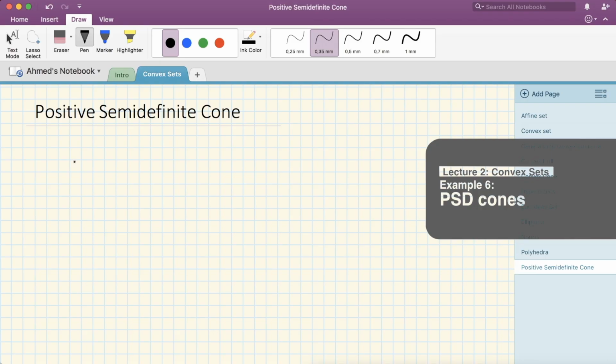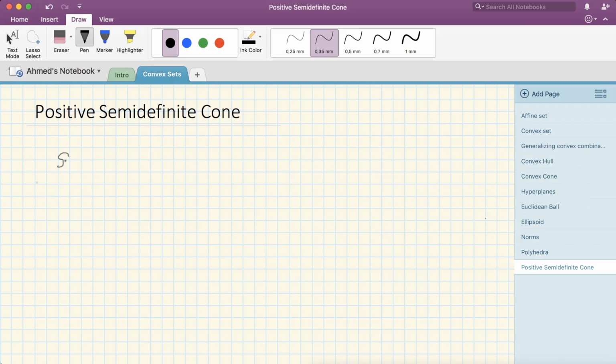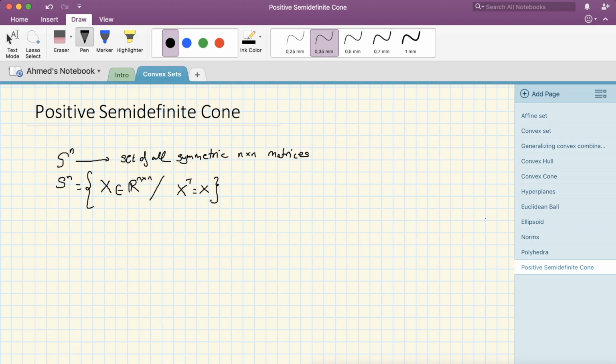First of all, we need to define some notation, such as S superscript n. What does that mean? When you encounter such a notation in many books, it most probably means the set of all symmetric n by n matrices. How people usually denote it mathematically is as follows: Sn is all matrices of size n by n such that X transpose is X. That completes the definition, right? So that's the first notation we need.